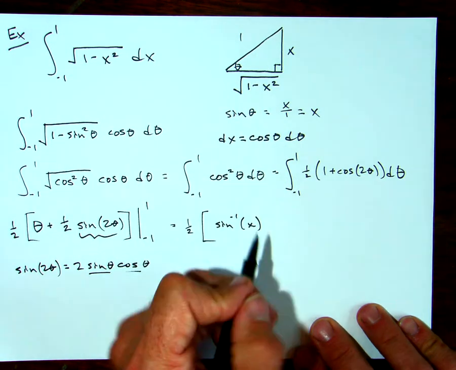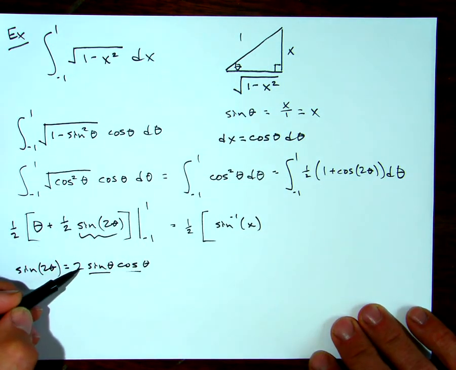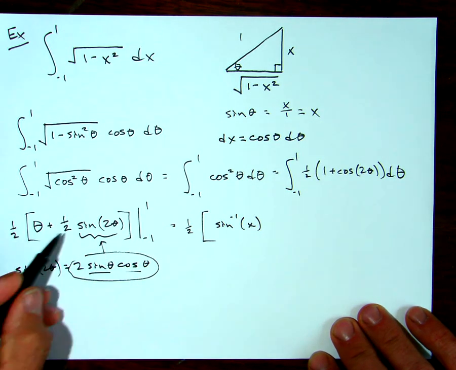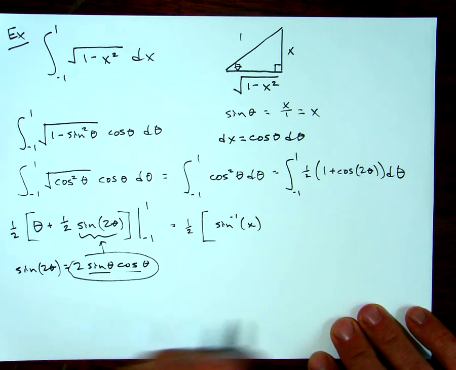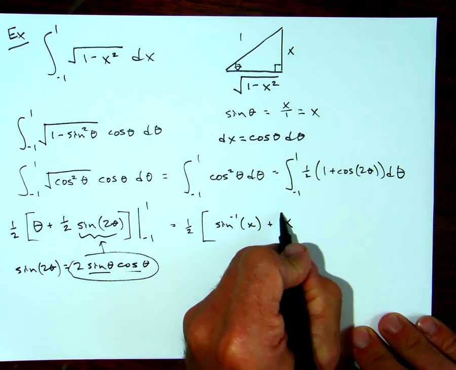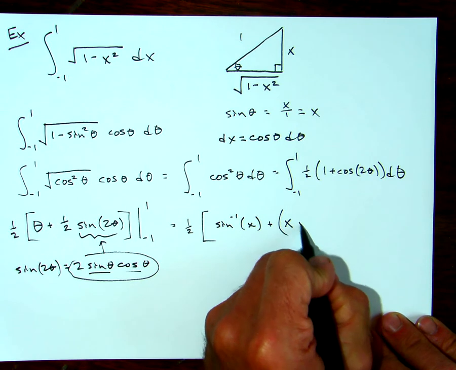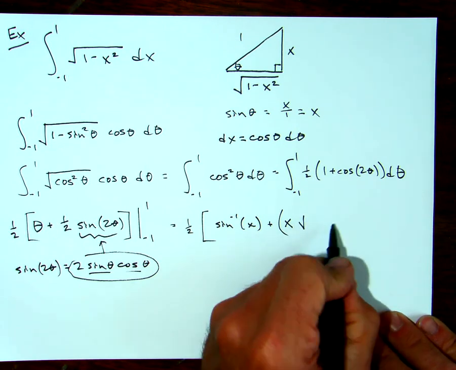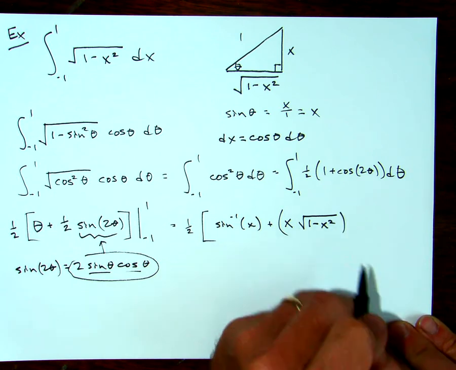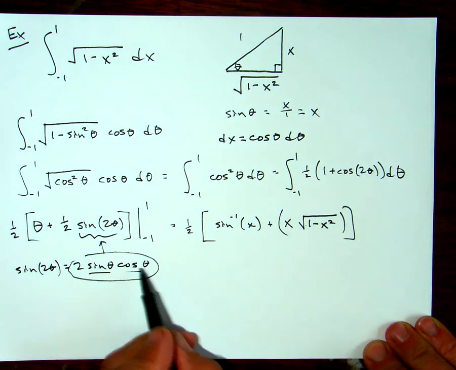So notice that the 1/2 and the 2, if I put it in here, then the 1/2 times the 2 just gives me 1, and so I'm left with x times the square root of 1 minus x squared, where x is sine theta and the square root of 1 minus x squared is cosine theta.